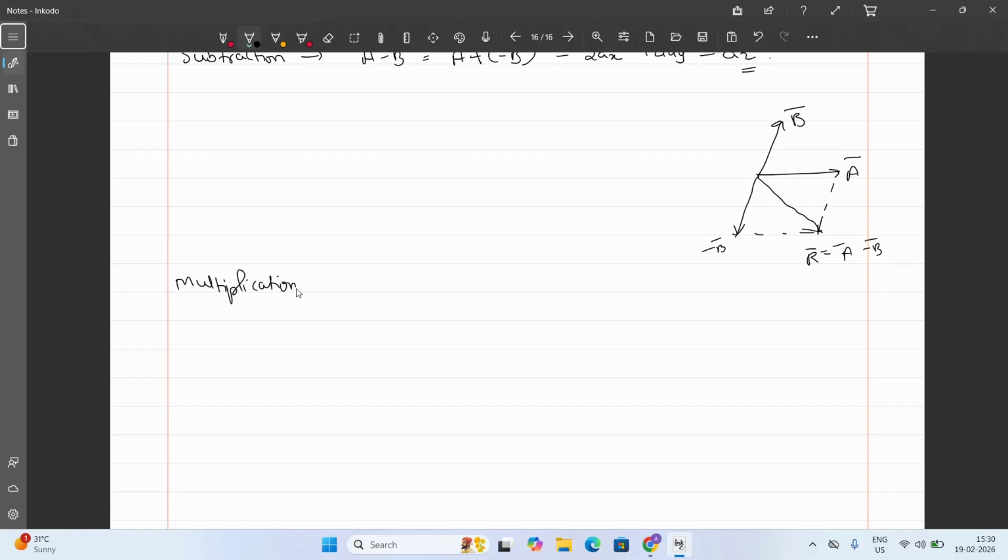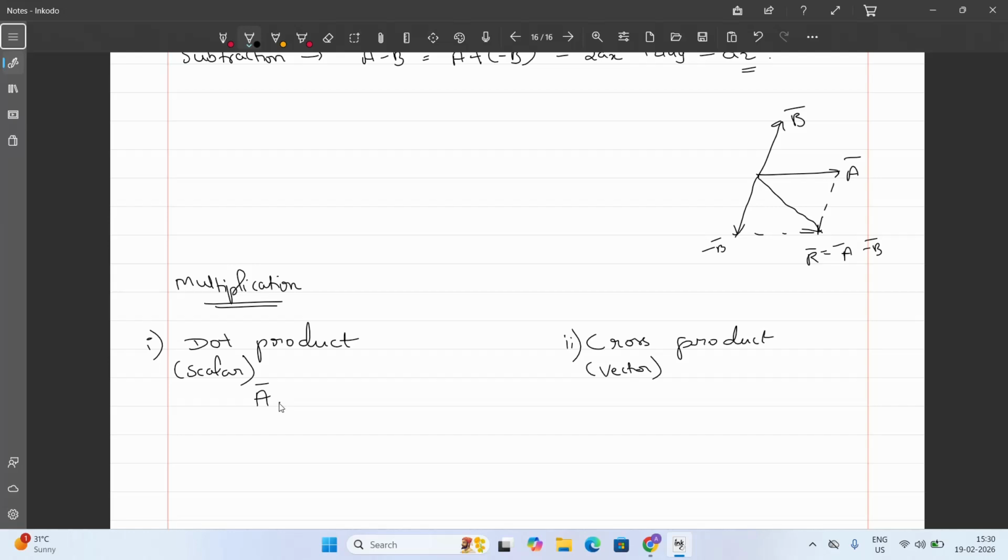Okay. But when I say vector multiplication, I have two types of multiplication here. One is called the dot product, which is also called the scalar product. The other one is called the cross product, or the vector product. So two types of multiplications are possible, scalar and vector. The dot product is represented as A dot B, whereas the cross product will be written as A cross B.